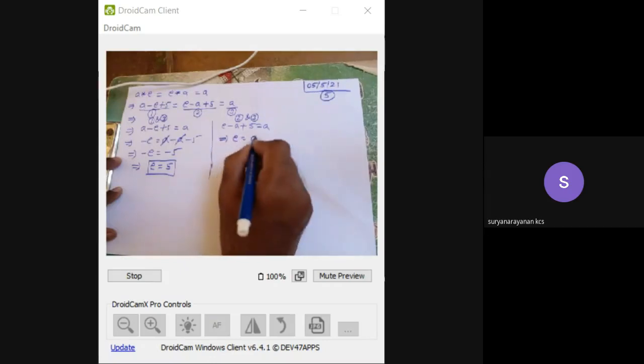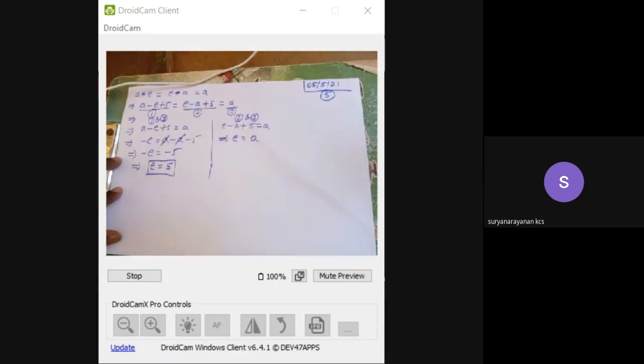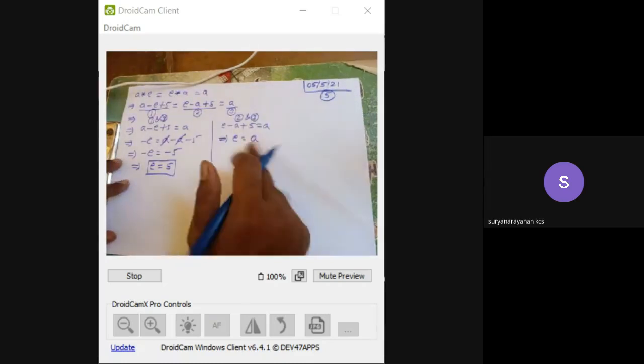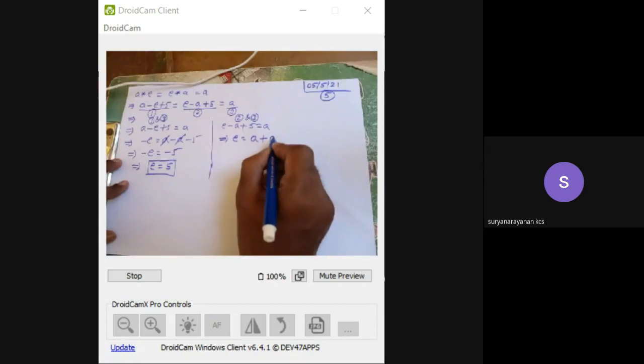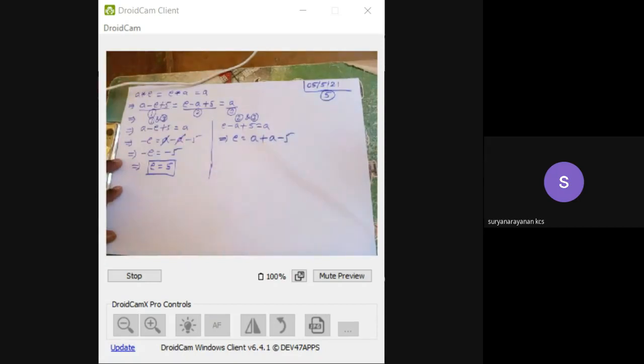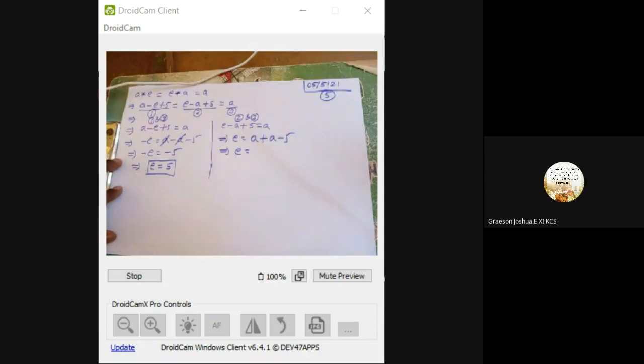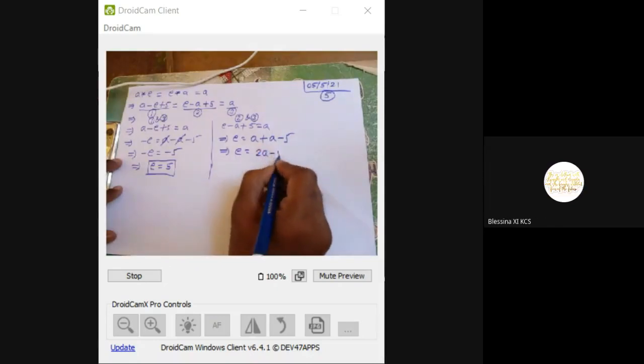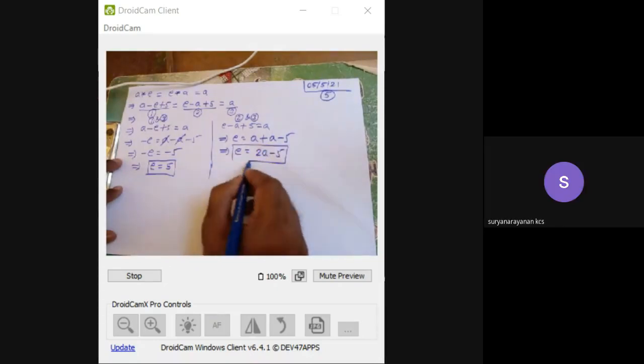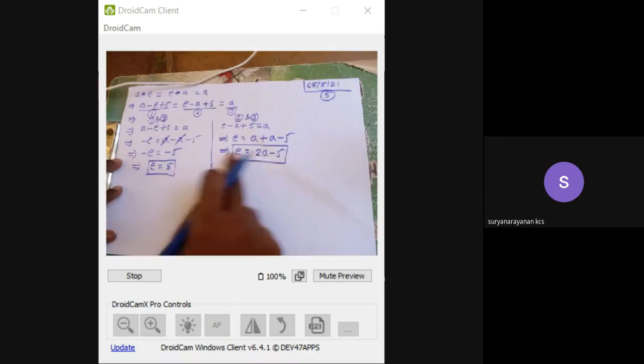This E star A is equal to A. If you transpose these two terms that side, what will you get? Plus A minus 5. Yes or no? Yes, sir. Then what will you get? E is equal to 2A minus 5, sir. Are these two numbers equal? No, sir.